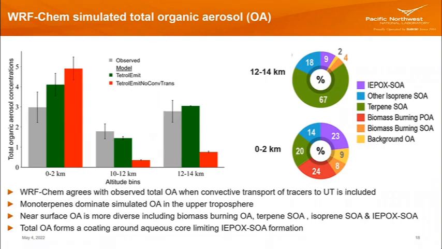And if you look at the pie charts, we see that near the surface, the organic aerosol composition is more diverse than in the upper troposphere. Near the surface, you have biomass burning, and in addition to IEPOX SOA, you have other isoprene SOA and monoterpene SOA. But in the upper troposphere, about 70% is monoterpene SOA, and you still have 10% IEPOX SOA. So it's less diverse in the upper troposphere, much more diverse near the surface. Because of the diversity of organic aerosol and other uncertainties, what really jumped out was that looking at the upper troposphere gave critical clues about how well you can constrain or understand the processes of IEPOX SOA formation.